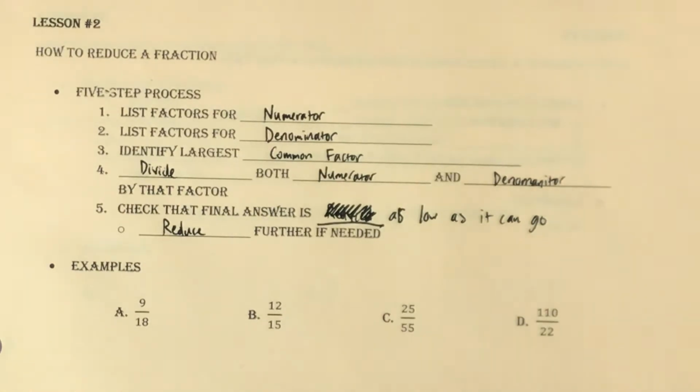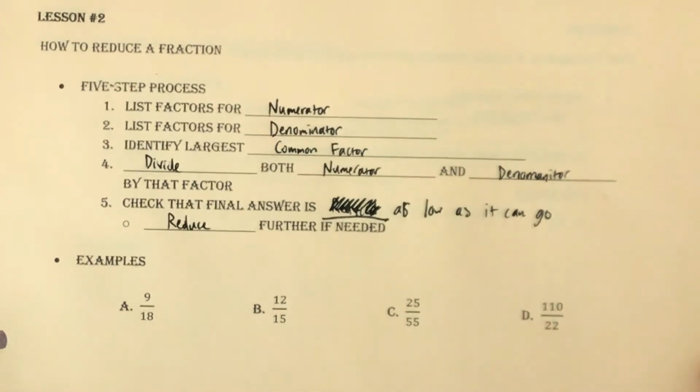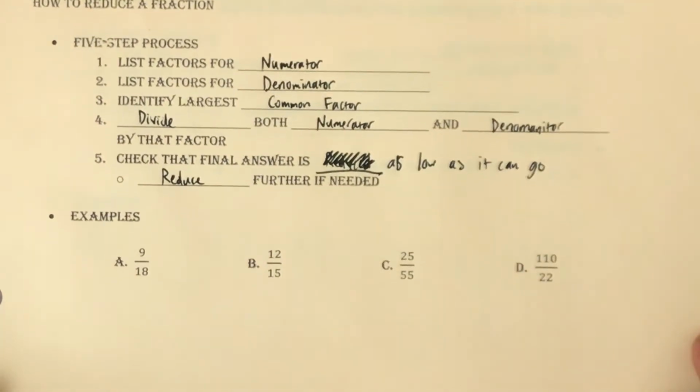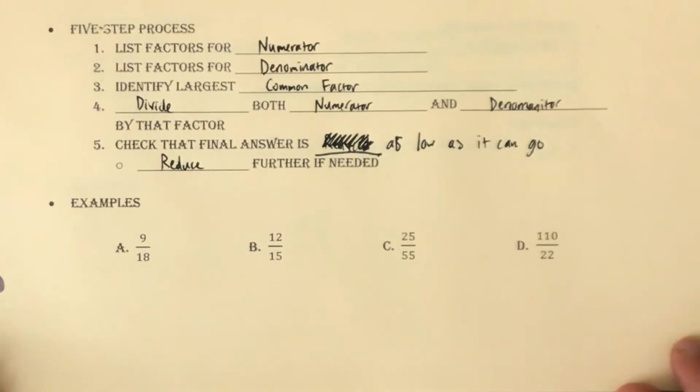But if you can do a great job of listing out the factors for both the numerator and the denominator, we should pretty easily be able to find the largest factor, and I'll show you what that looks like. So let's move on to the examples, and I'm going to move my paper up just a little bit so you can see what I'm writing. There we go. On example A, we've got 9 over 18.